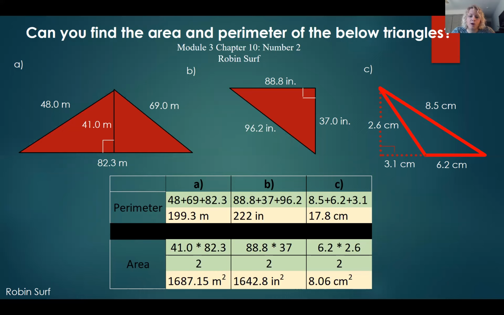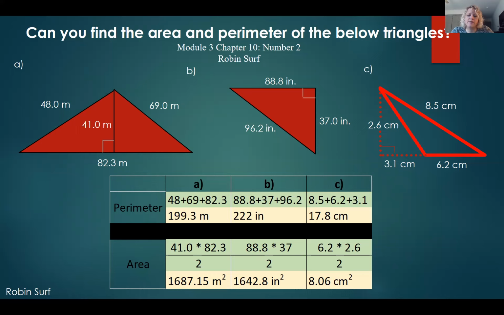For the trickier part, we need to find area. And area of a triangle is simply defined as the base times the height divided by 2. The first one is fairly straightforward with 82.3 as the base and 41 as the height. For part B, we should already understand that the hypotenuse is given in a right triangle. So we know the other 2 sides will make up the base and the height.